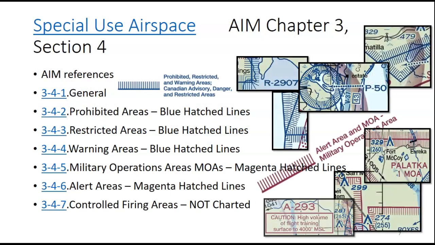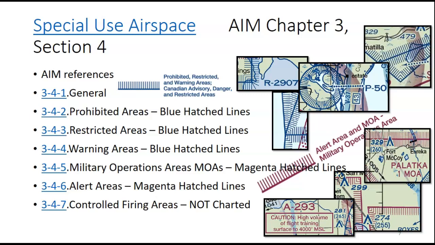So you can find all of this special use airspace in the AIM, or the Aeronautical Information Manual, in Section 4. Section 4 will give you general information about special use airspace. It will define prohibited areas and how to identify them on the sectional chart, restricted areas, warning areas, military operation areas, alert areas, and controlled firing areas.